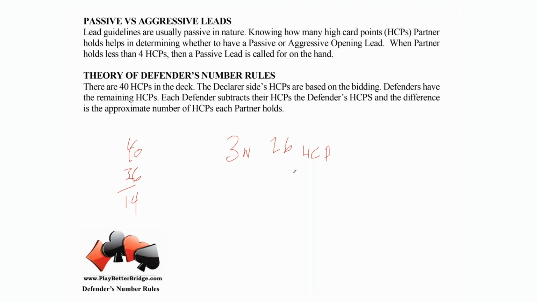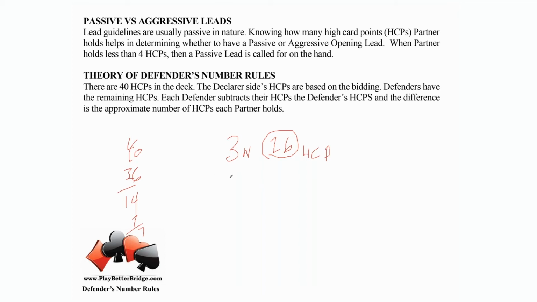Now that 26 high card points could be 24 with some long suit points, or it could be 29 high card points, right? But our starting point is going to be that the opponents have 26 high card points to bid up to 3 no trump. So that leaves our side, defenders, 14. And then each defender subtracts their high card points. Let's say one defender has 7 from 14, and the other defender has approximately 7. Right? If the opponents are in a part score, invitational values, we're going to be subtracting from 17.